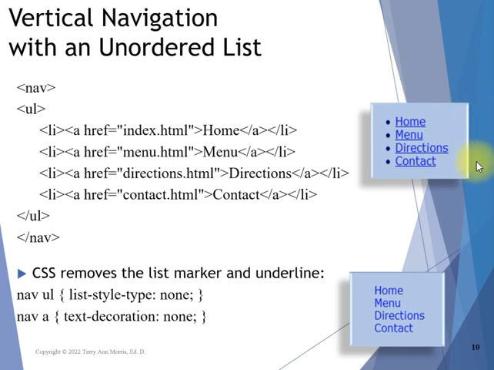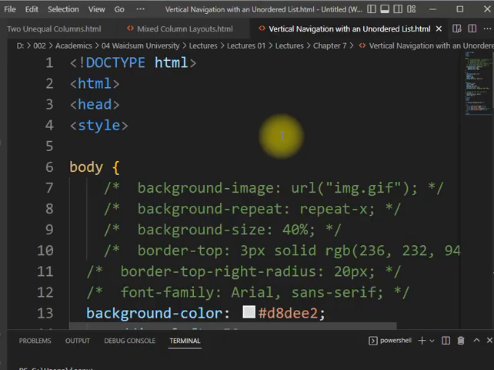Vertical navigation with unordered list. As you can see from the slide, this is a good example of a vertical navigation with unordered lists. So let's jump to the code and explore a vertical navigation with unordered list. Okay, for the vertical navigation with an unordered list, we've created a page and we're having a document type HTML. So we open HTML, head, and style.